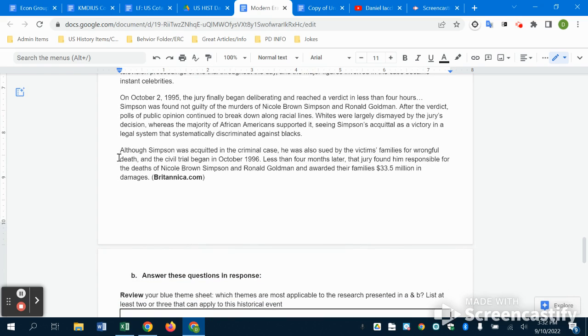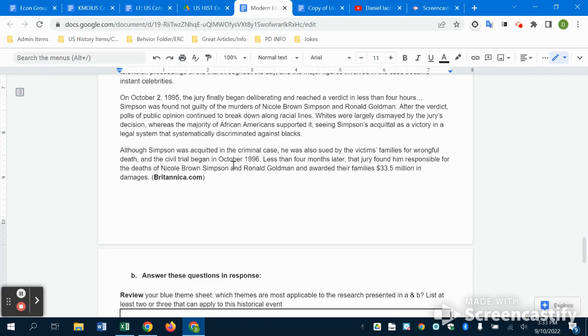Although Simpson was acquitted, or found not guilty, in the criminal case, he was also sued by the victims' families for wrongful death, and the trial began in October 1996. Less than 4 months later, that jury found him responsible for the deaths of Nicole Brown Simpson and Ron Goldman and awarded their families $33.5 million in damages.